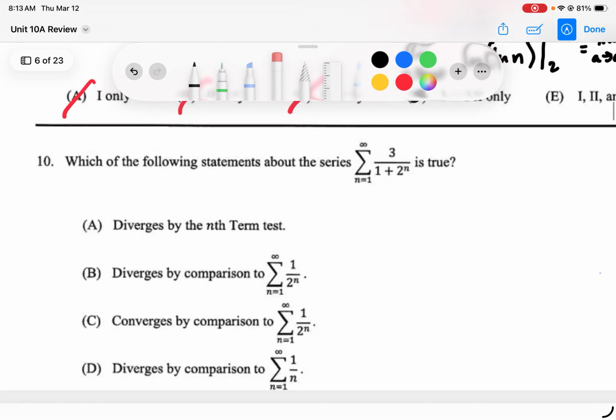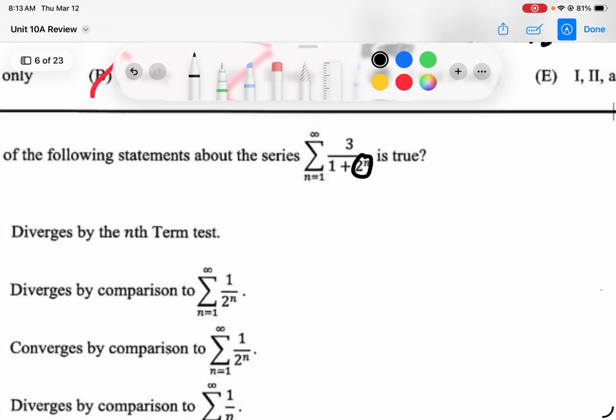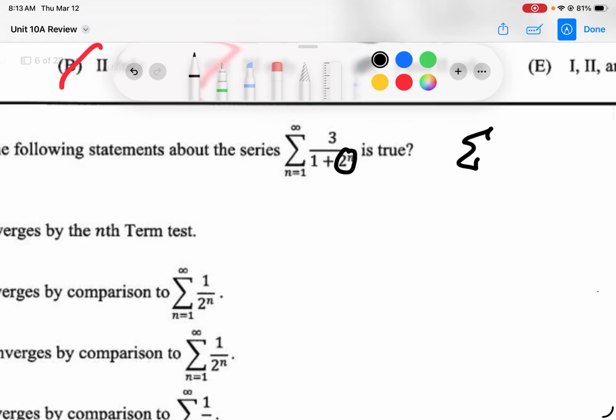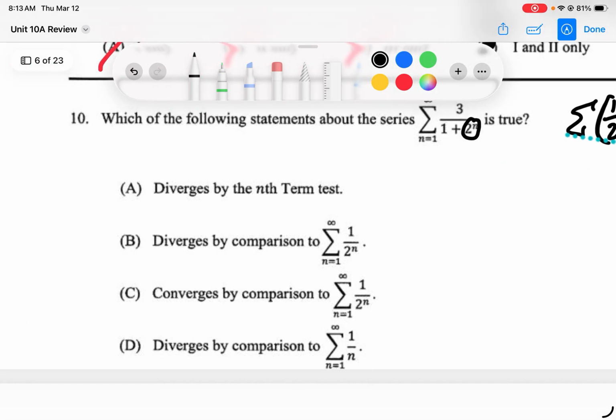It says, which of the following statements is true? Okay, as soon as I see this with no other n squareds or exponents or factorials, that looks geometric-ish to me. It looks like I would rewrite this as 1/2 to the power of n, which is a geometric series, and I know it converges. But let's see what this says. It says diverges by the n-term test.